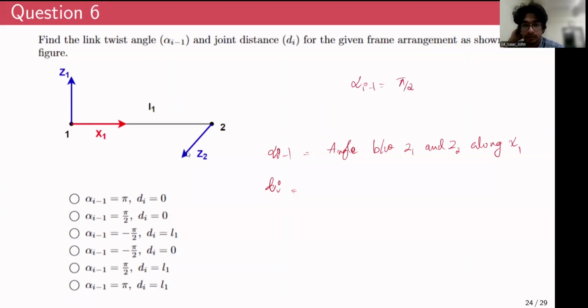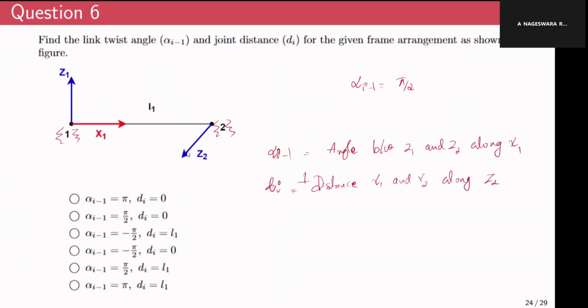What about d i? What is d i by definition? That's the joint distance between frame 1 and frame 2. How would one define that? Maybe I'll define it myself. Sorry, it's actually the perpendicular distance. Yes, the perpendicular distance between X1 and X2 along Z2.